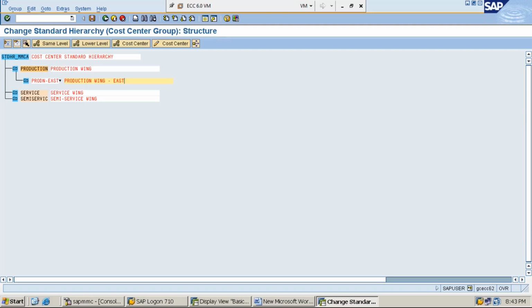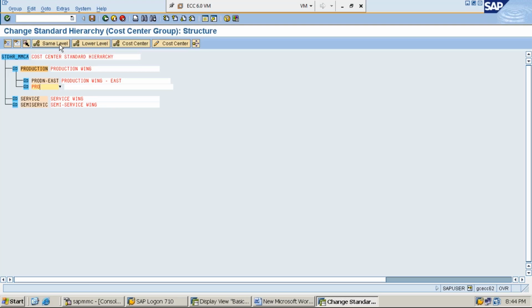That means initially I have divided into three wings: production wing, service wing, and semi-service wing. Again in production wing, I'm dividing further. Getting my point? Yes. Okay. So keep the cursor on production wing East. Click on same level, not lower level, same level.